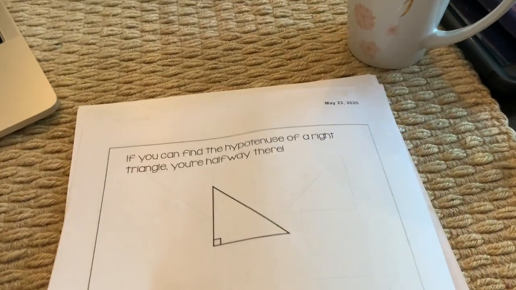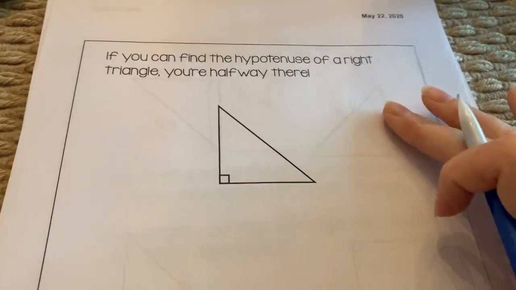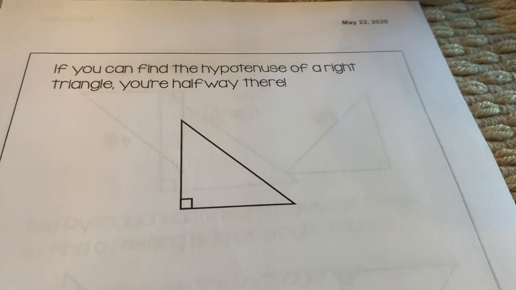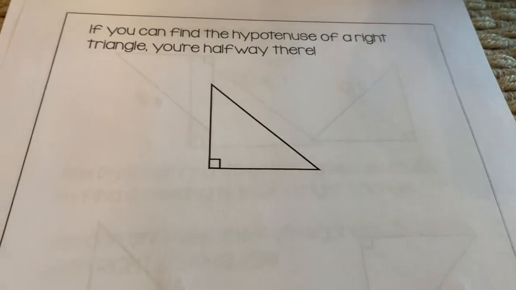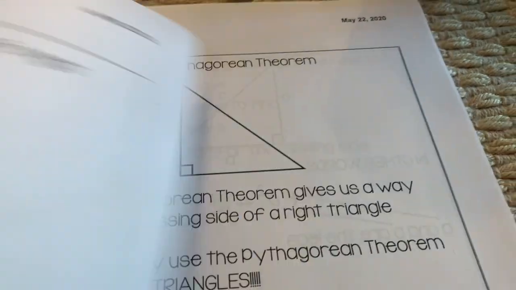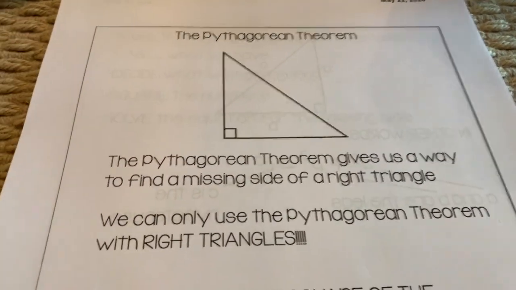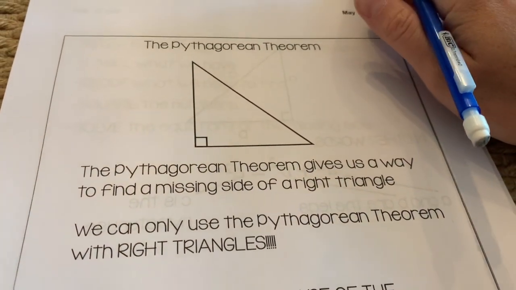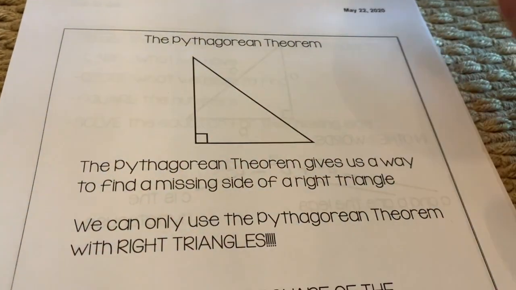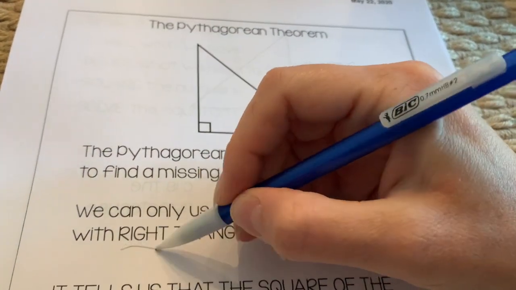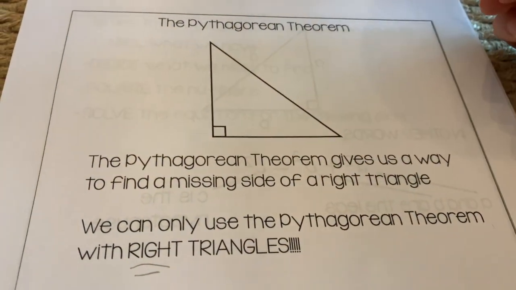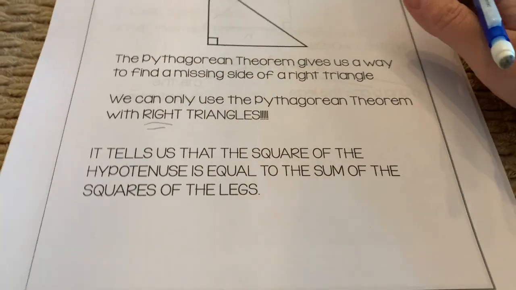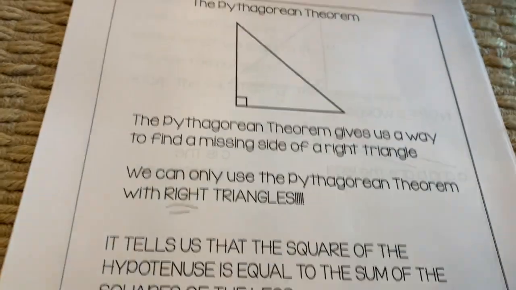Okay, so now if we can find the hypotenuse of a right triangle, we're halfway there because we have now identified the one thing that we need to identify before we start using the Pythagorean theorem. So here it is. The Pythagorean theorem gives us a way to find a missing side of a right triangle. The only time we can ever use the Pythagorean theorem is with right triangles. If you don't have a right triangle, you cannot use this. It tells us that the square of the hypotenuse is equal to the sum of the squares of the legs.